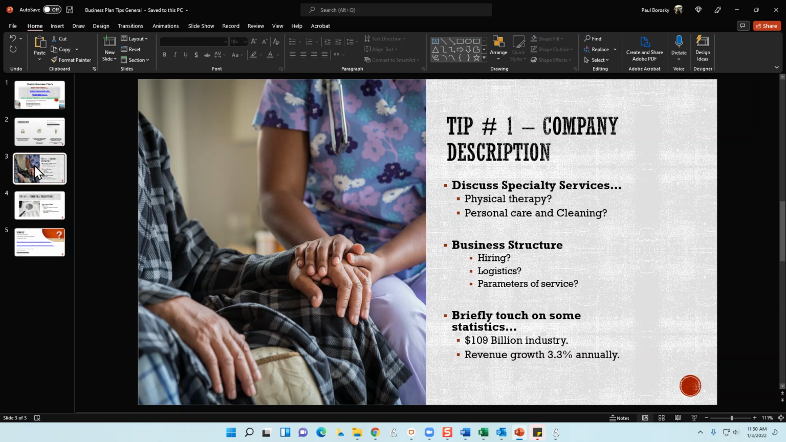Next is going to be your business structure. For the most part, novices believe that it's pretty straightforward doing a home health care agency. You just send people out to the home, they take care of their patients, and they leave. Unfortunately, there's a lot more involved with hiring and logistics and parameters of service involved with a home health care agency. And because of the details needed, make sure to touch on each one of those.